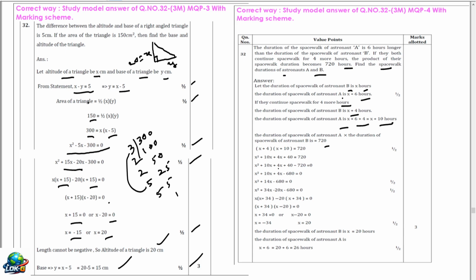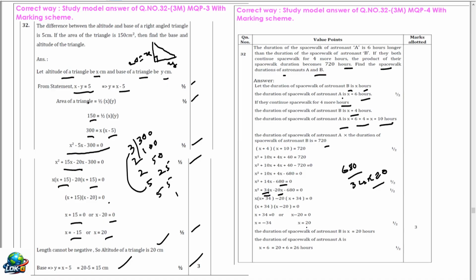x square plus 14x, see 10x plus 4x, and 40 minus 720 gives minus 680. 14x, you have to split 680, right? The factors you get, you can try on your own, will be 34 and 20, because the difference must be 14. You can get the factors on your own. It will be, if you take plus 34x and minus 20x, take x common here, x plus 34, and you can take minus 20 common, x plus 34, is equal to 0. x plus 34, x minus 20 is equal to 0.